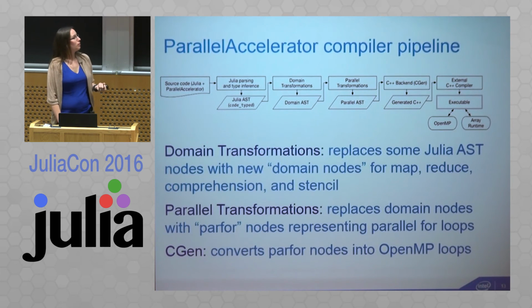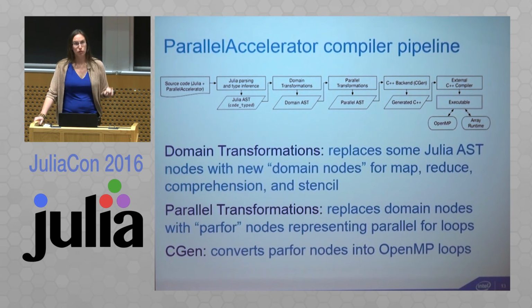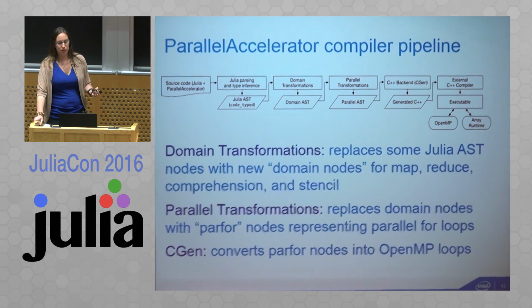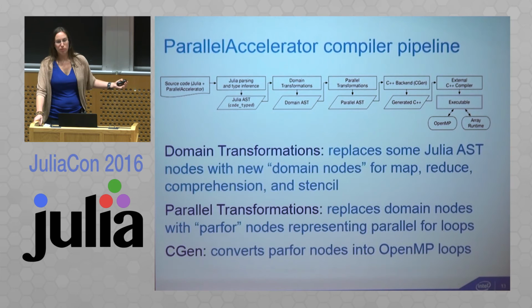All right, so let's talk about the compiler itself in a little more detail. As I mentioned, the standard Julia compiler parses Julia's source code into the Julia AST, and then it transforms that to LLVM IR and finally generates native assembly code, or LLVM does. What we do is we intercept that process at the level of the AST in Julia. We introduce new AST nodes for the parallel patterns that I mentioned earlier. We do some optimizations, and finally we generate C++.